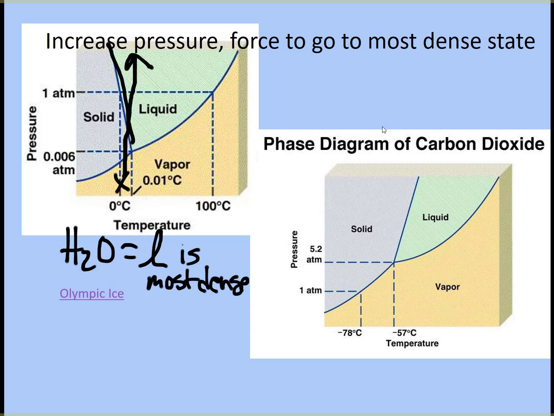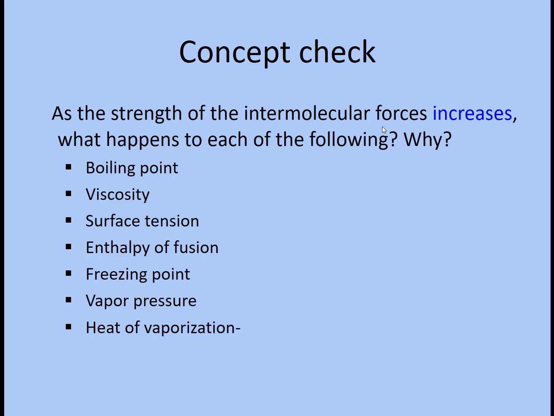The majority of other substances look like this phase diagram of carbon dioxide. They are going to have this positive slope here. And so when you put this under pressure, like say if I start here, you're going to go from a gas to a liquid, but eventually you'll end up as a solid. So for most substances, the solid is the most dense phase. So let's apply intermolecular forces to these phase diagrams.